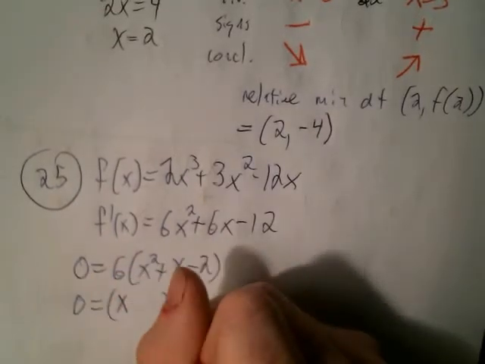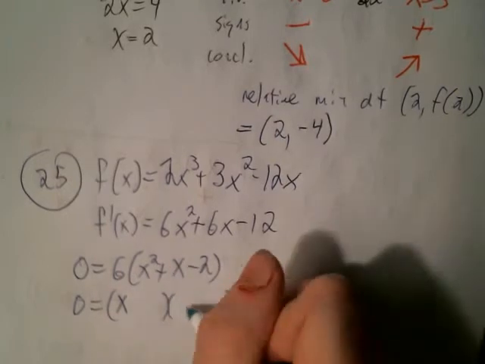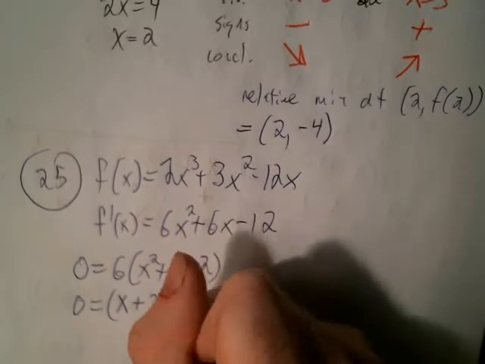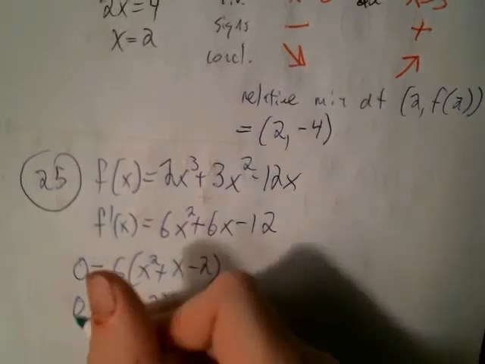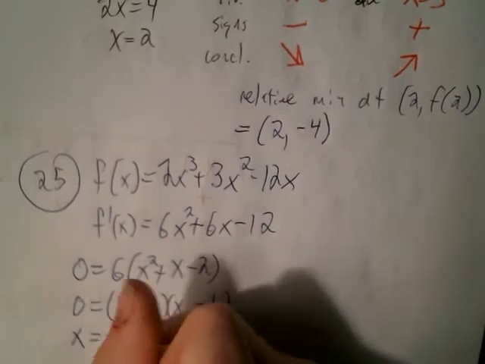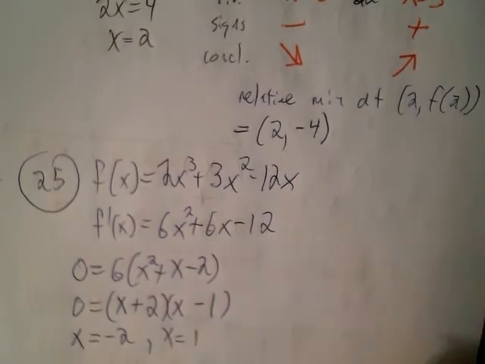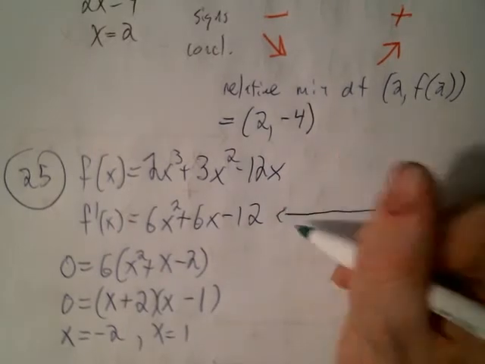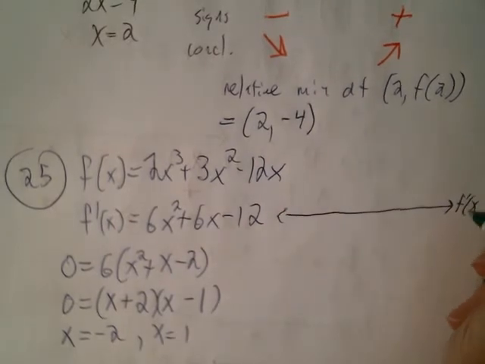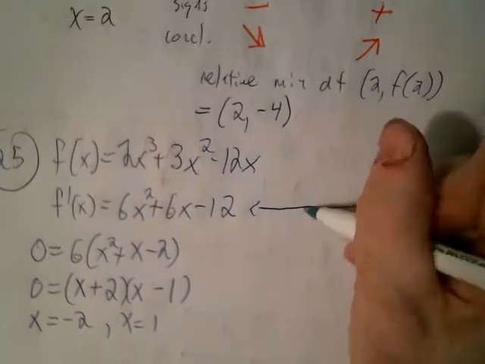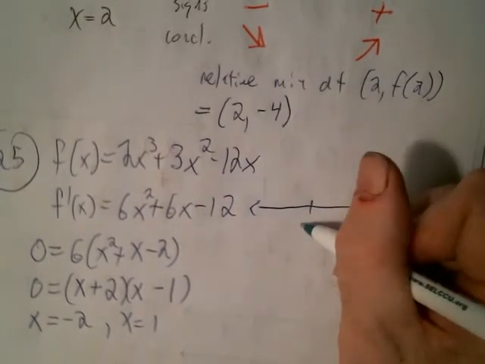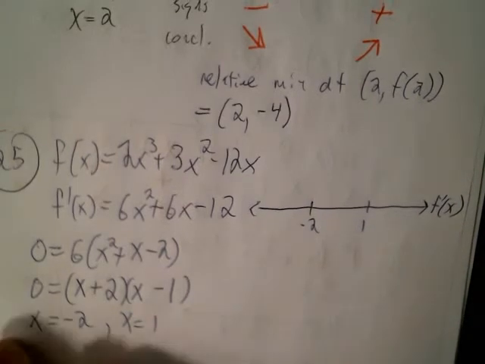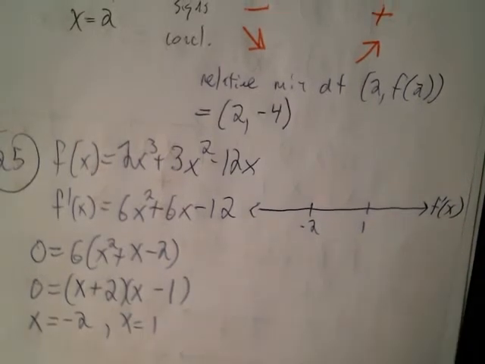Now, factoring that, it'll be x plus, x minus. The bigger number has to be positive, and the smaller one negative. So I have 2 critical numbers, negative 2, and then x equals 1. So I go over to my number line for the derivative. Here's my f prime of x. Plot negative 2, plot 1. I only plot the critical numbers. And then I need my test value, my signs, conclusions.